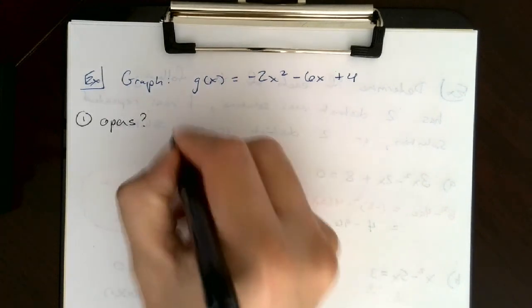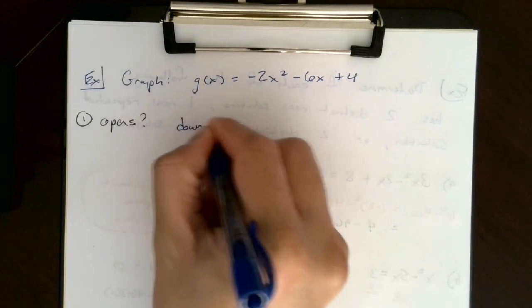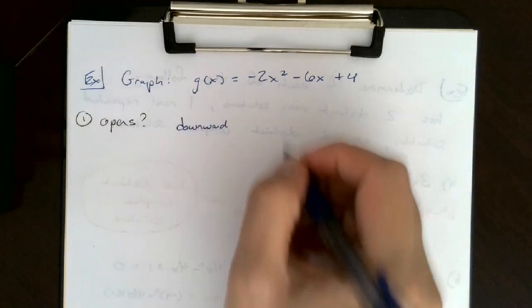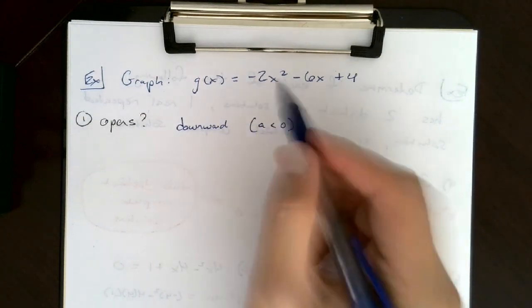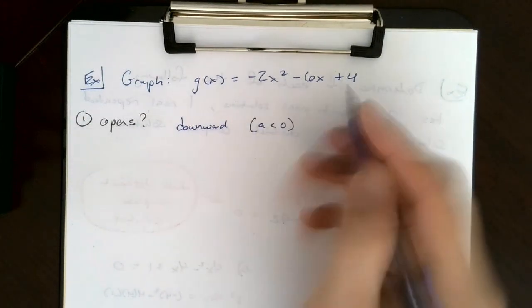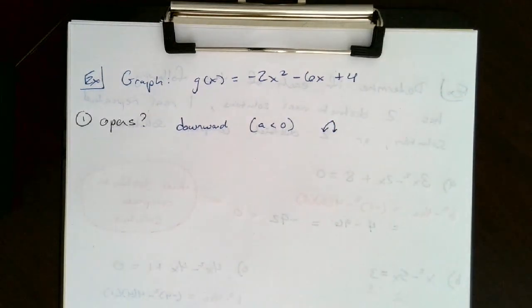So we know that this one opens downward. When we say downward, that's because a is less than 0. It's a -2, in other words. So if the leading coefficient is negative, it opens downward. That means that I'm going to have a shape that looks like that as a rough sketch.